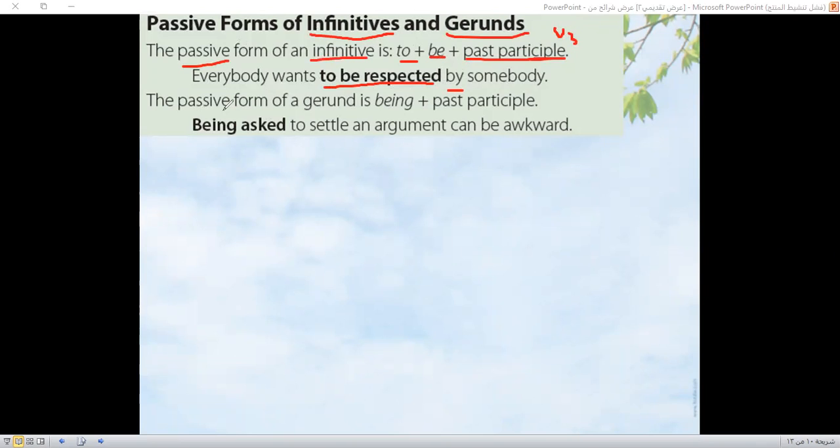Okay. The passive form of the gerund is being and then the past participle, verb 3. Being asked to settle an argument can be awkward. We can say, for example, being a student in al-fusha is really nice. You see? I think it's very easy. Is it clear? Yes. Can we write examples? I need you please to write examples in the chat.